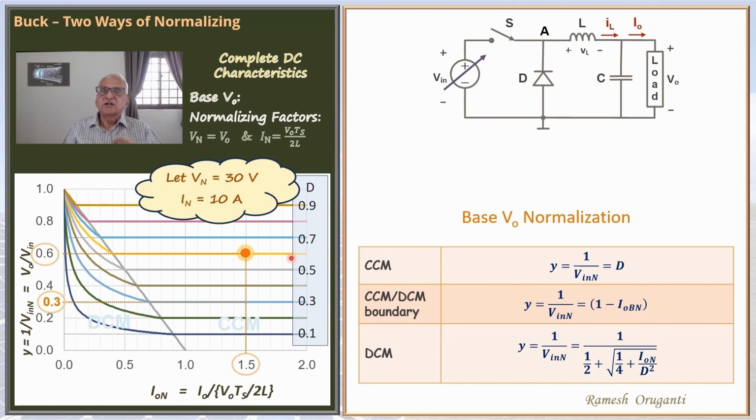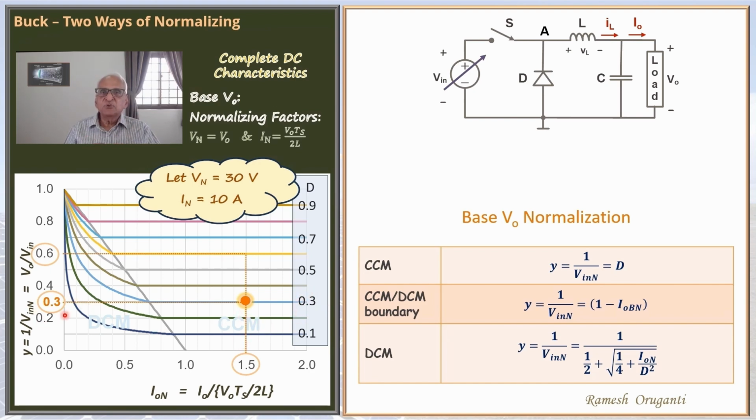So under constant current, when the voltage changes, the operating point shifts vertically. The new operating point: Vin is 50 volts, V0 is again 30 volts, duty cycle is 0.6 and the current is again 15 amperes. So we can see the effect of changing the input voltage on this graph under constant output voltage conditions. Now let's bring the operating point back to where we started from. ION is 1.5, Y equals 1 over Vin N is 0.3, duty cycle is 0.3.